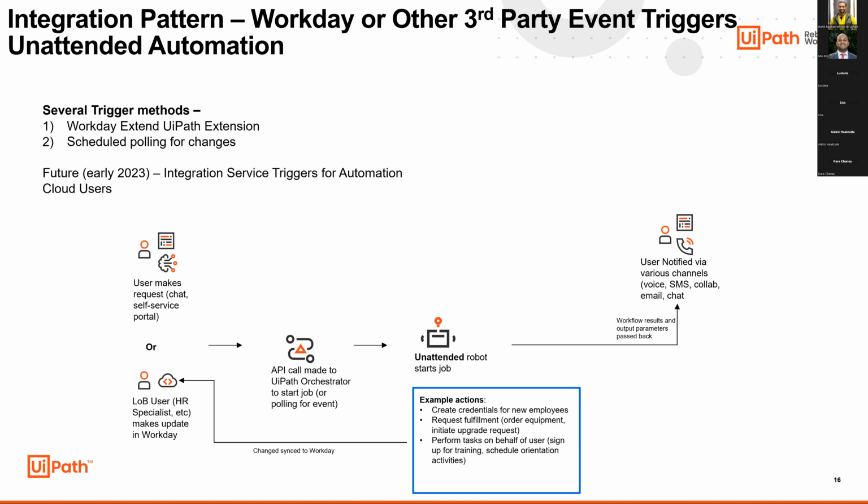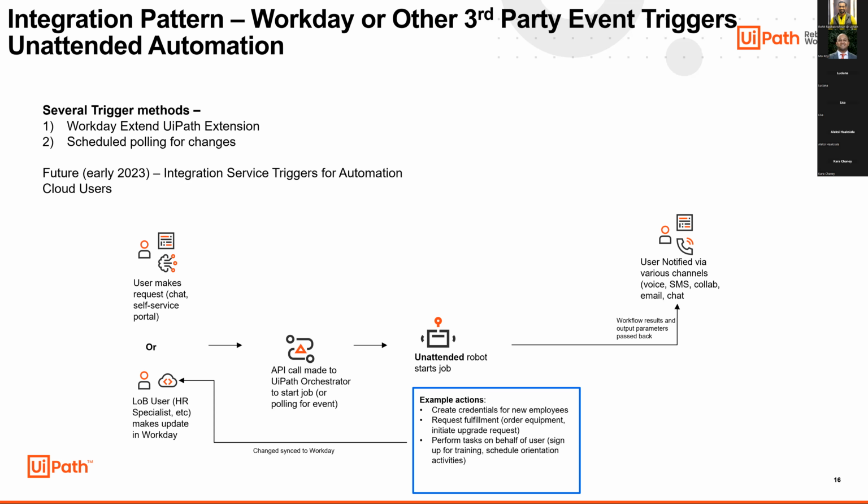And then based on those events and based on different trigger methods, I can have an API call made to UiPath Orchestrator to kick off either a job directly or set up a queue item, which I'm going to show in a demo in just a second. So that queue item can then trigger an unattended robot. The robot can do things like, let's say in an onboarding scenario, like what I'll show, it can generate credentials, it can perform request fulfillment. So it can order me a laptop, order me a secure ID token, sign me up for a training. So perform tasks like signing up for a training, scheduling orientation.